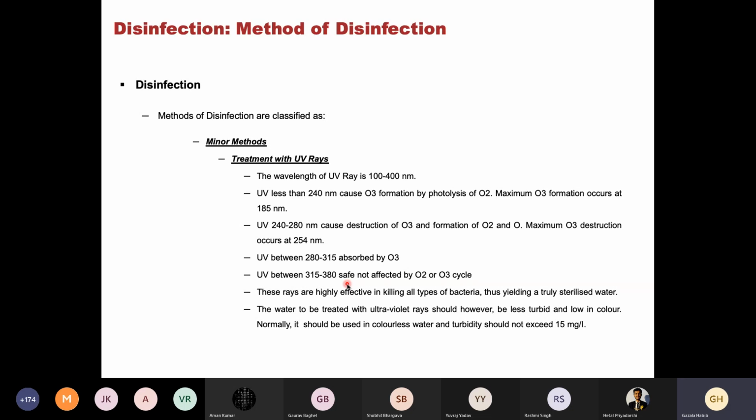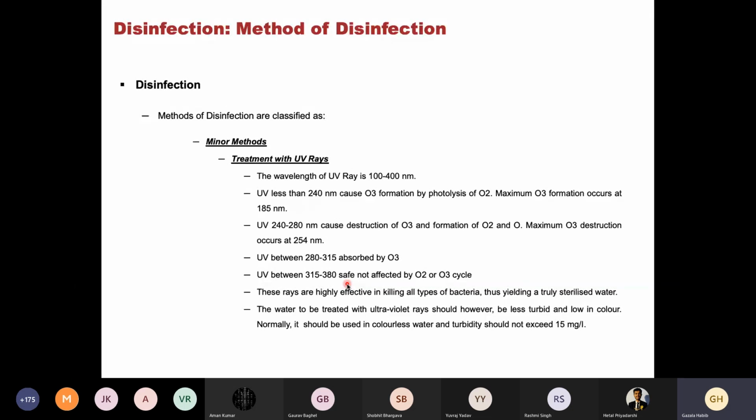So UV between 240 to 280 nanometer causes destruction of ozone and formation of O2 and O. Maximum O3 destruction happens at 254 nanometer. And this nascent oxygen is a powerful oxidizing agent which actually causes the killing of bacteria.